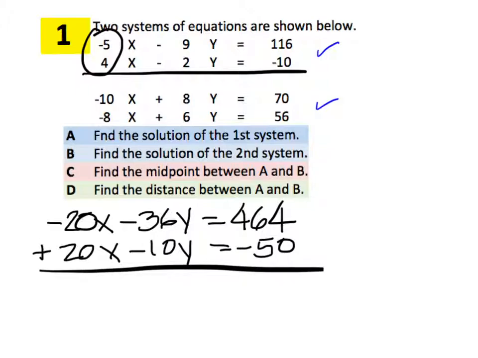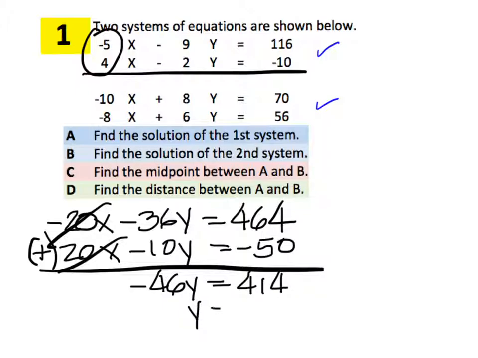And since the signs are opposite on the x's, you just add them together. They cancel out. Negative 36y plus a negative 10y is negative 46y. And then we have 464 minus 50, which is 414. To come up with the solution for y, you would have to divide 414 by a negative 46, and that comes out to be negative 9.